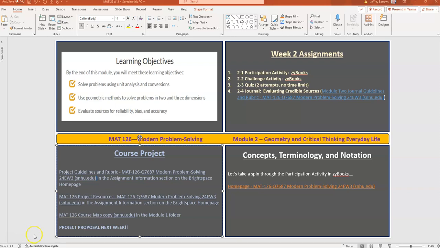So Module 2, we've gone into overdrive here in our second module. There's a lot going on this week and a nice variety of topics to look at. So let's take a quick look at the learning objectives. Solve problems using unit analysis and conversions.